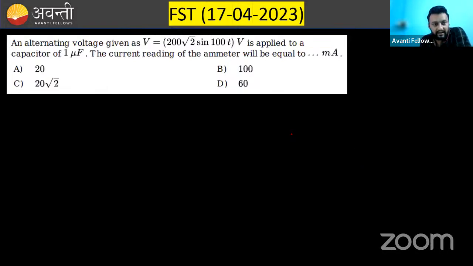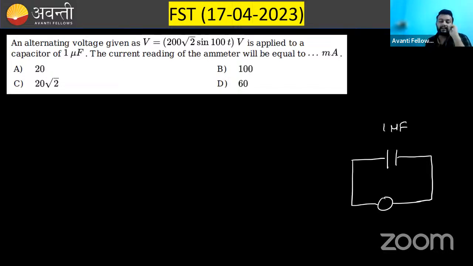Again, they are saying there is an alternating voltage, something like this. And this voltage is applied to a capacitor of 1 microfarad capacitance. There is a capacitor as well, which is 1 microfarad. The current reading of the ammeter, whenever they are asking the current reading, means they are asking the RMS current. What is being asked here? RMS current is asked. Clear?